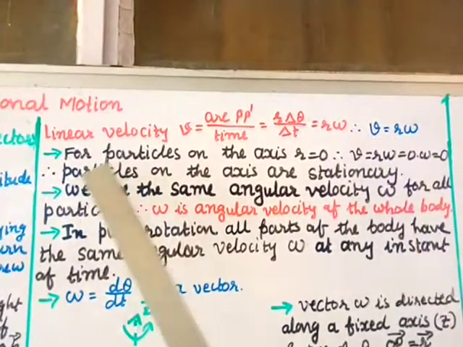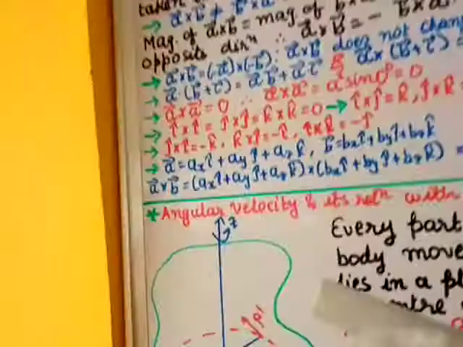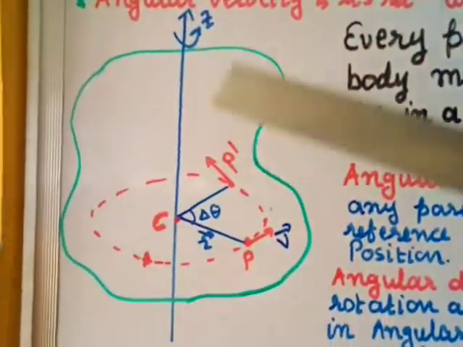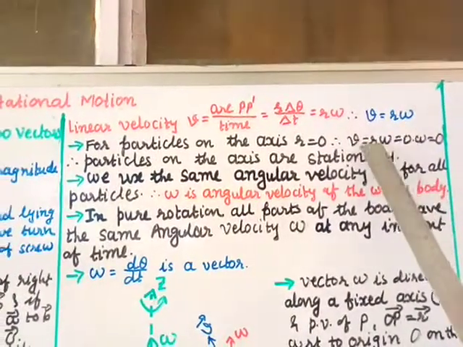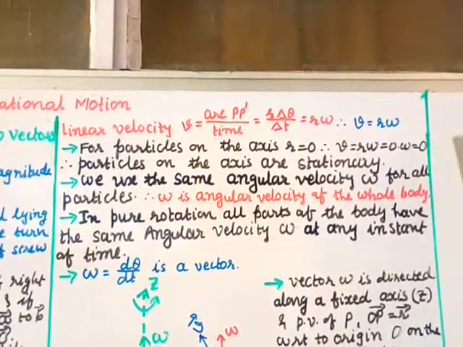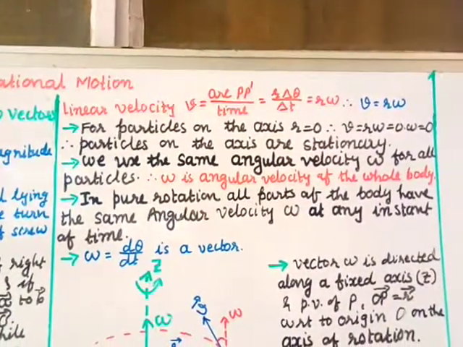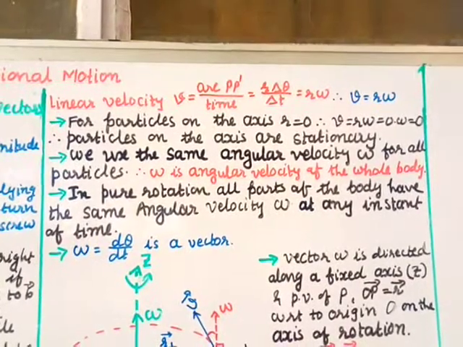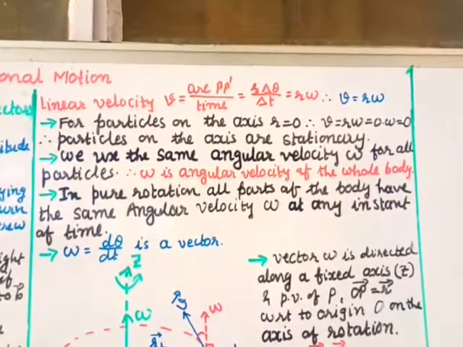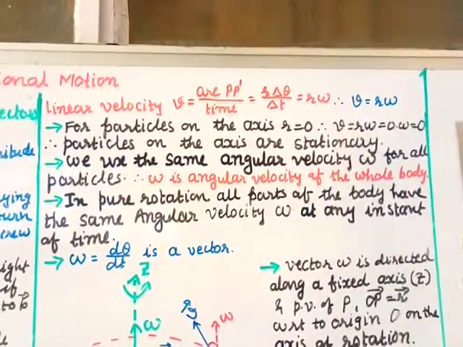Now suppose, for particles on the axis, r equal to 0. The particles on this axis have no radius, so r is 0. Put here r equal to 0. So v equal to r into omega equal to 0 into omega equal to 0. That means the particles on the axis are stationary. There is no linear velocity, they are not moving. So particles on the axis are stationary because of this relation. You get velocity as 0.